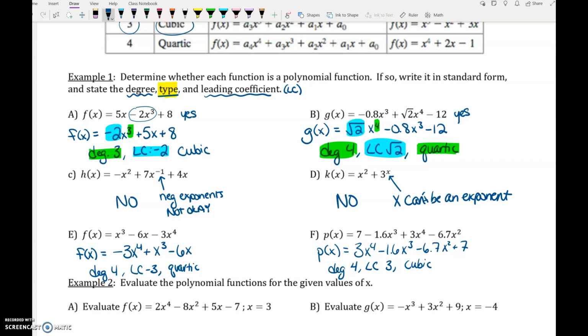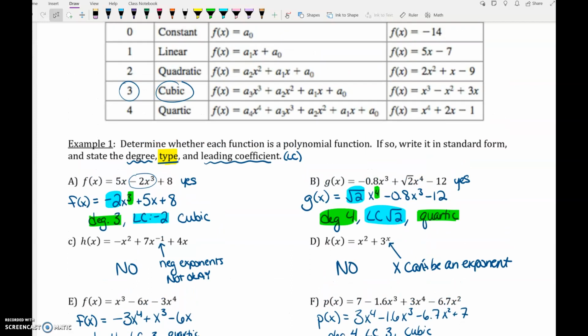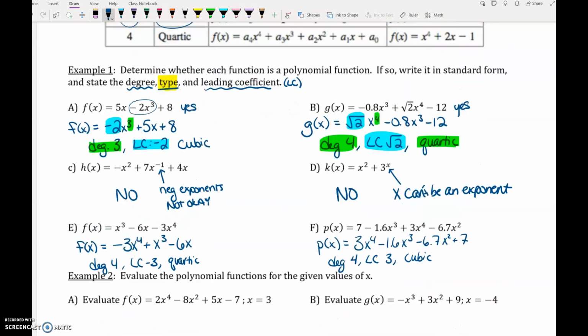The one type that we did not see is quadratic. So just remember that a degree of 2 would make it a quadratic function. A degree of 1 would make it a linear function. A degree of 0 would be a polynomial that looks like this. It's just a number. There's no x's there at all. 0 means there are no x's.